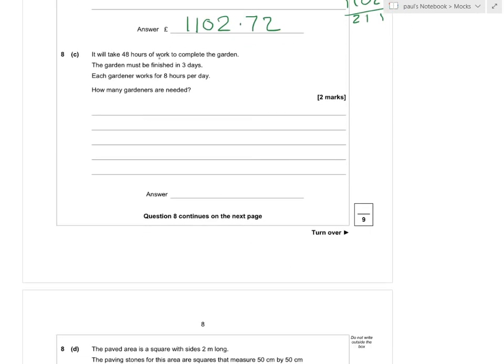It will take 48 hours of work to complete the garden. The garden must be finished in 3 days. Each gardener works for 8 hours. How many gardeners are needed? Right, so it must be done in 3 days. So we do 48 hours of work divided by 3, which equals 16 hours of work a day. Each gardener works for 8 hours. So 16 divided by 8 equals 2. So they're going to need 2 gardeners.